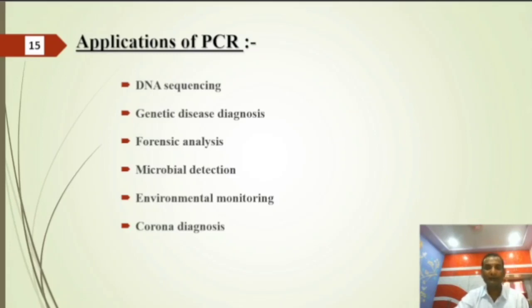In the microbial detection, PCR technique is used to detect the microbes. They can analyze the DNA sequence by using the sequencing technique with the help of PCR. PCR technique is also useful to monitor the environmental conditions. PCR technique is also useful in research.